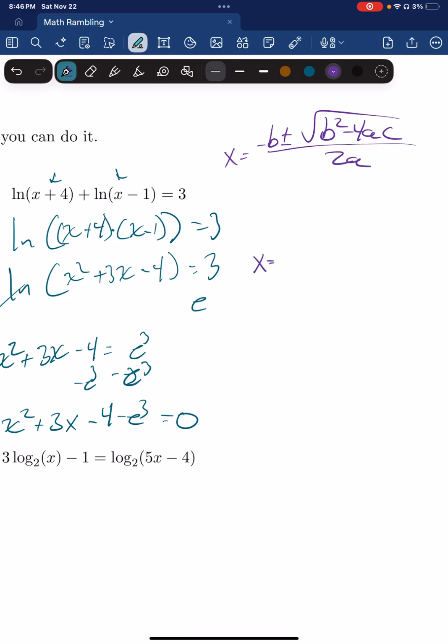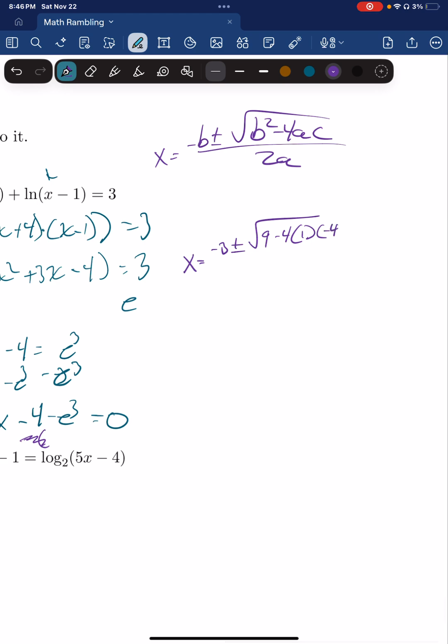So x equals negative b, which is 3. So negative b plus or minus the square root of b squared, which is 9, minus 4 times a, which is 1, times c, which is, let's see, how should we write c? Negative 4 minus e cubed, all over 2a, which is 2 times 1.